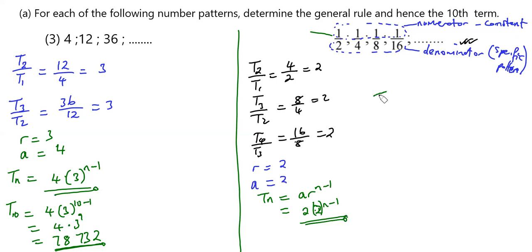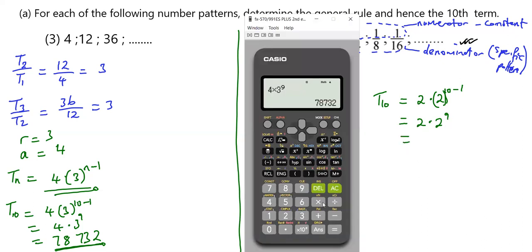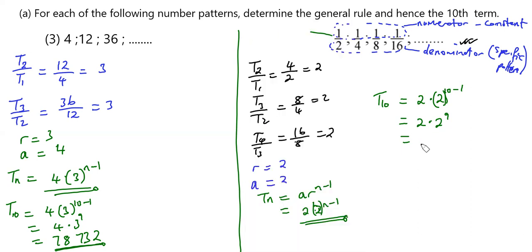What about T10? T10 is going to be equal to 2 times 2 to the power of 10 minus 1, which is equal to 2 times 2 to the power of 9. What do we get here? We get 1024.